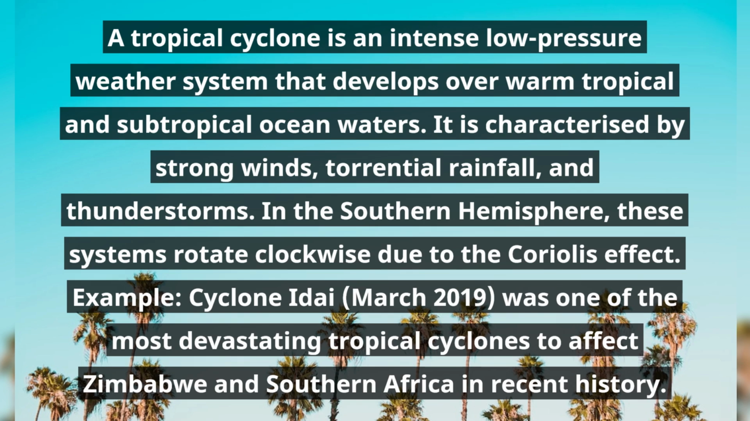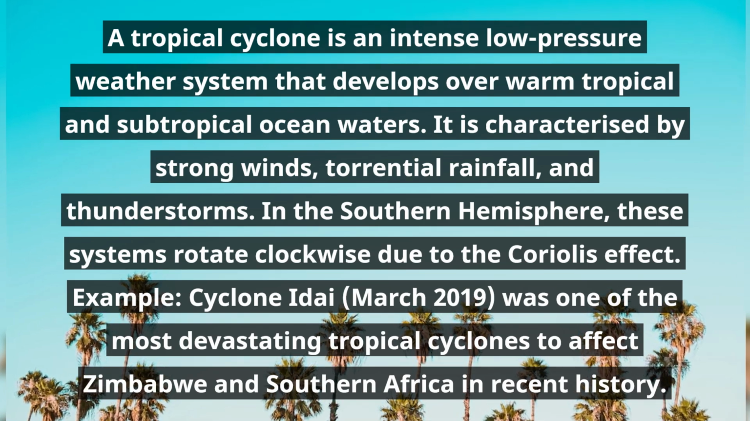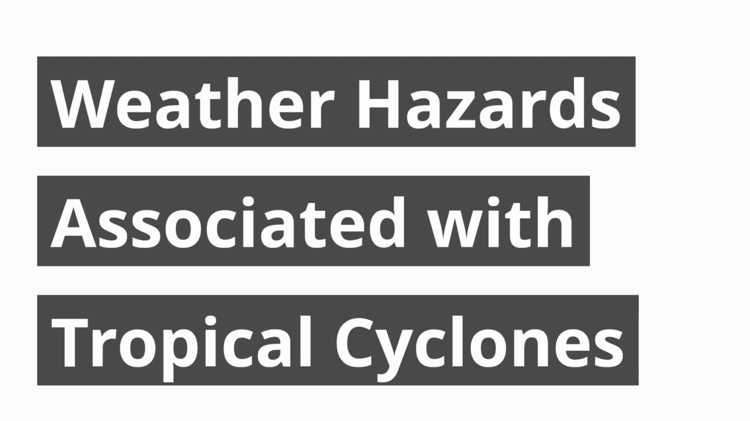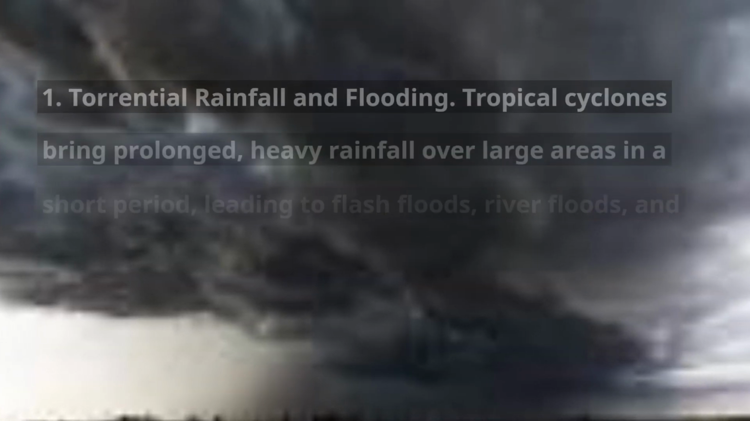Example: Cyclone Idai, March 2019, was one of the most devastating tropical cyclones to affect Zimbabwe and Southern Africa in recent history. Weather hazards associated with tropical cyclones. 1. Torrential rainfall and flooding.